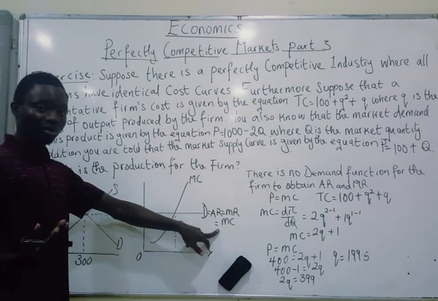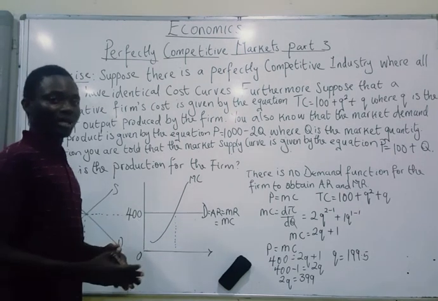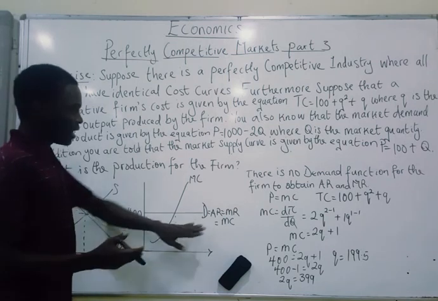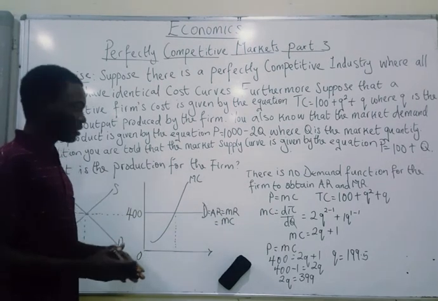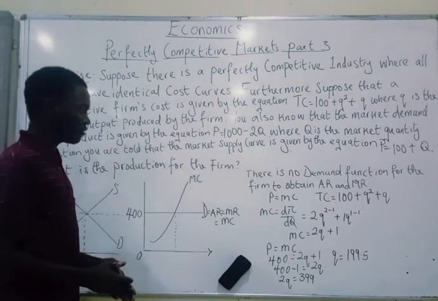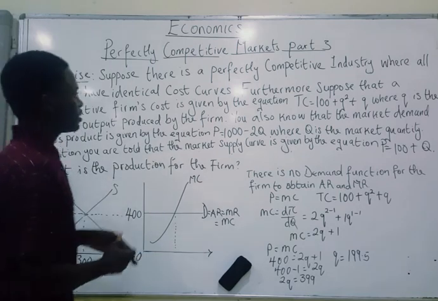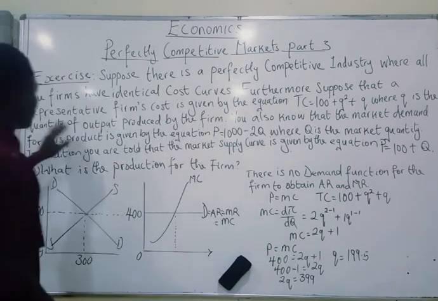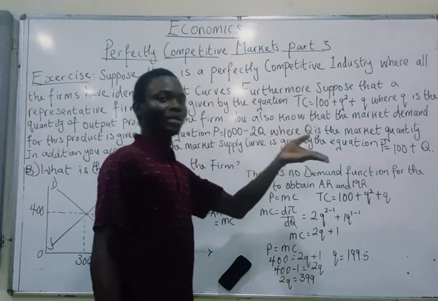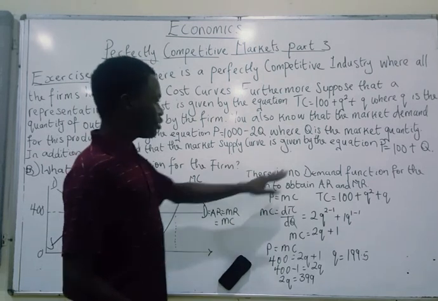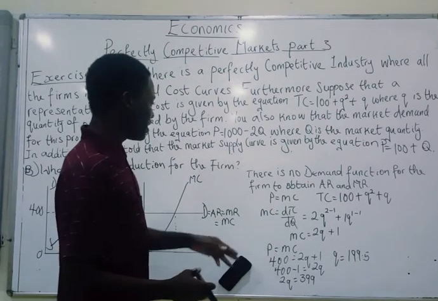Because there is no demand equation for this firm where we could obtain our total revenue, marginal revenue or average revenue, we need to consider something else that we can make use of. We do not have the average revenue, we can't obtain the marginal revenue either, and then what about the marginal cost? The question states that a representative firm's cost is given by the equation TC equals 100 plus Q squared plus Q. So there is a total cost function, and from it we can obtain the marginal cost. There is no demand function for the firm to obtain AR and MR, so we are left with P and MC.